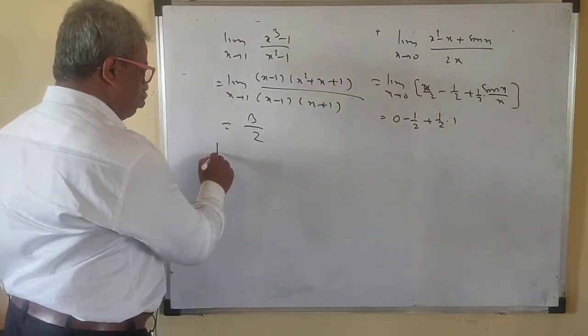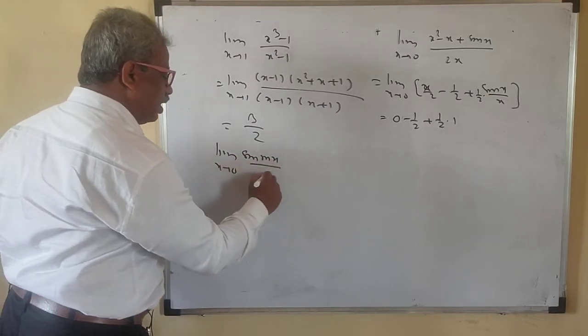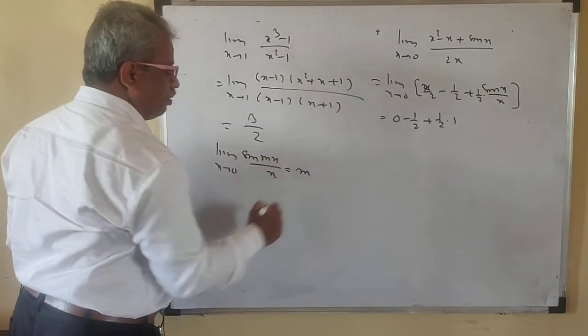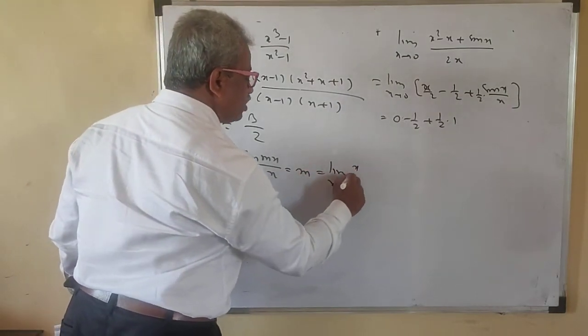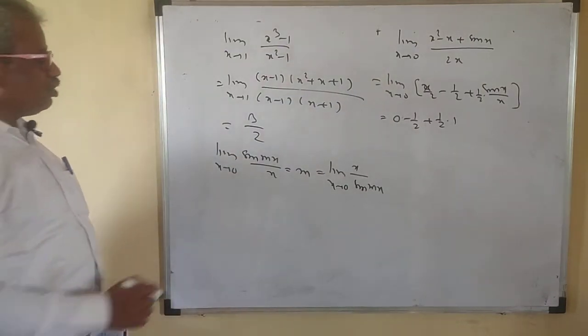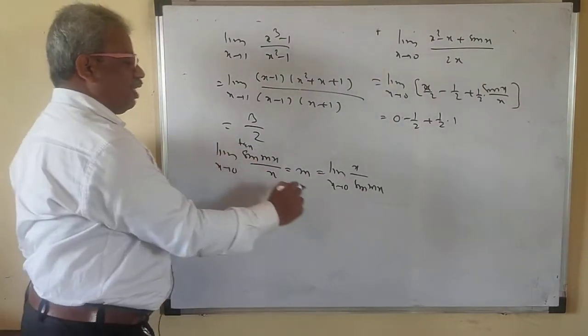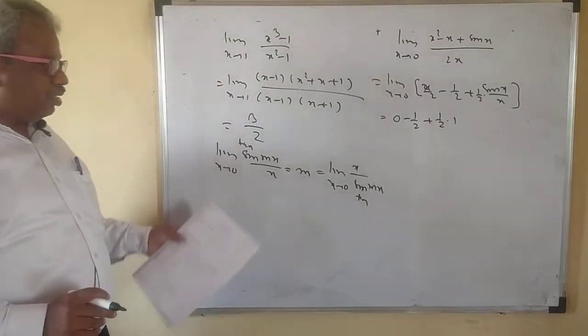Note that limit x tends to 0, sin(mx) upon x, whatever this m is, it is always m. And this is the same as limit x tends to 0, x upon sin(mx). This does not hold for cos, this holds for tan also. Even though, this holds for tan inverse as well.